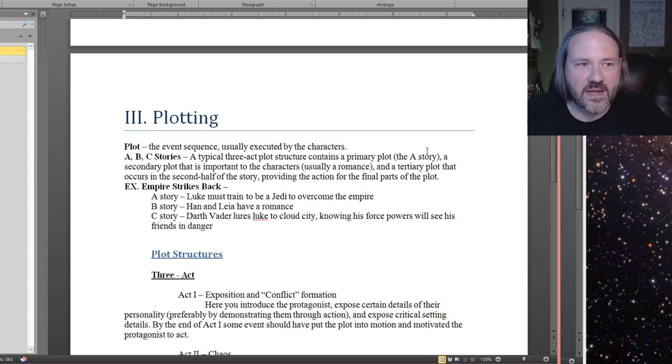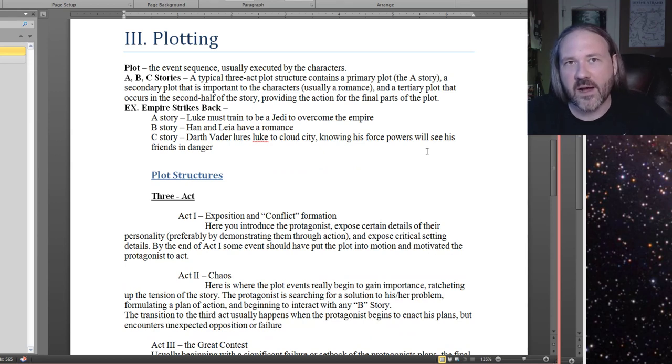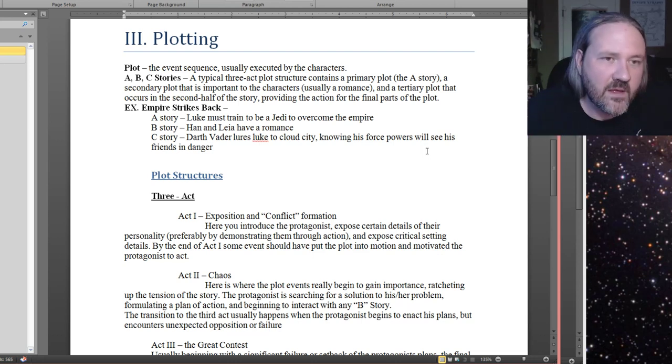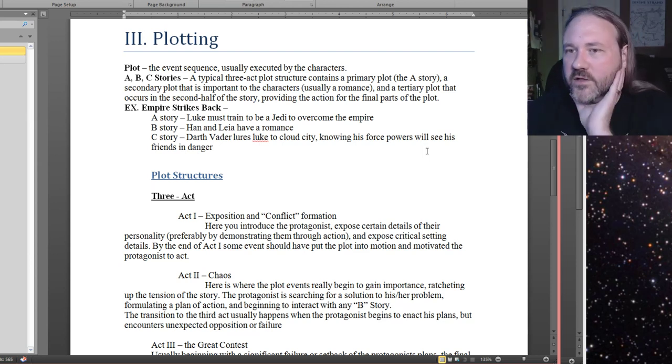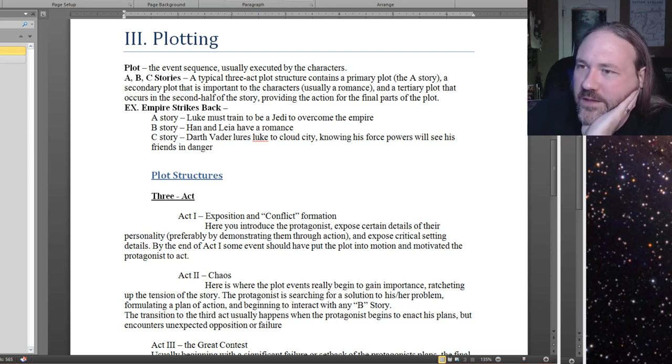Before we get into the plotting element, this is the part most people ask about: plot. How do I write a good plot? I'm going to give you a couple of examples, and I'll give you some that aren't in this worksheet. I'm going to distribute this worksheet to my mailing list, so make sure you're on the mailing list and I'll include it for you, and that way you can just have it as a reference forever for free.